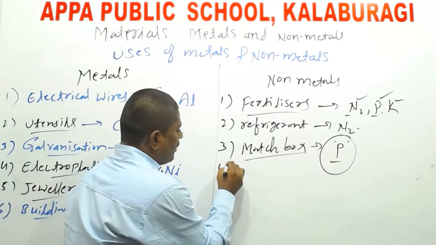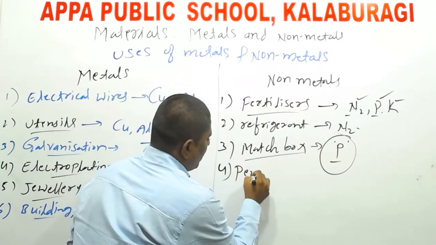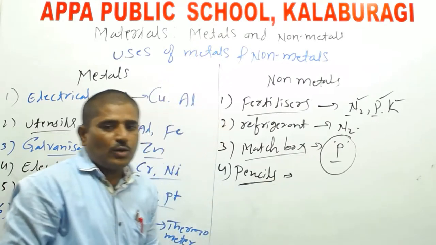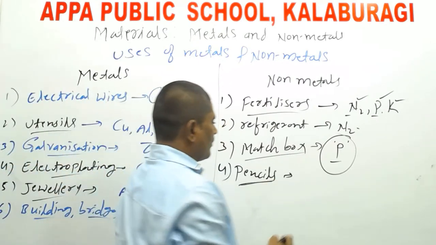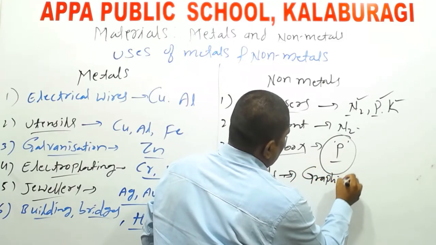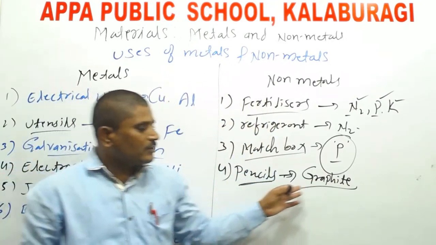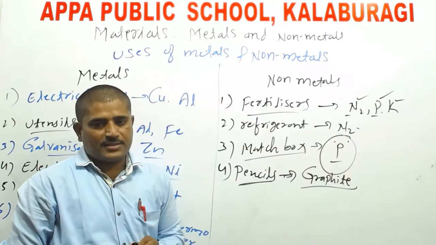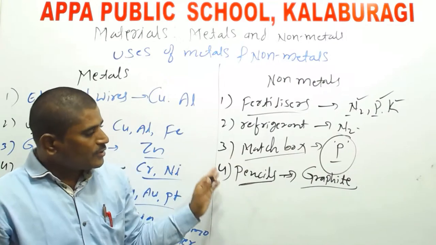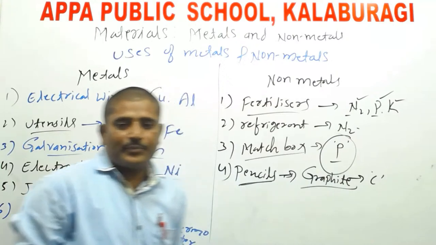Next, after this, fourth one, my dear friends, pencils. I think you people are using pencils. Pencils are also prepared using non-metals, especially graphite. Graphite is a non-metal, so this is used for the preparation of pencils. Graphite, you know very well. It is a non-metal, and of course it is made of carbon also. Carbon is a non-metal, isn't it?